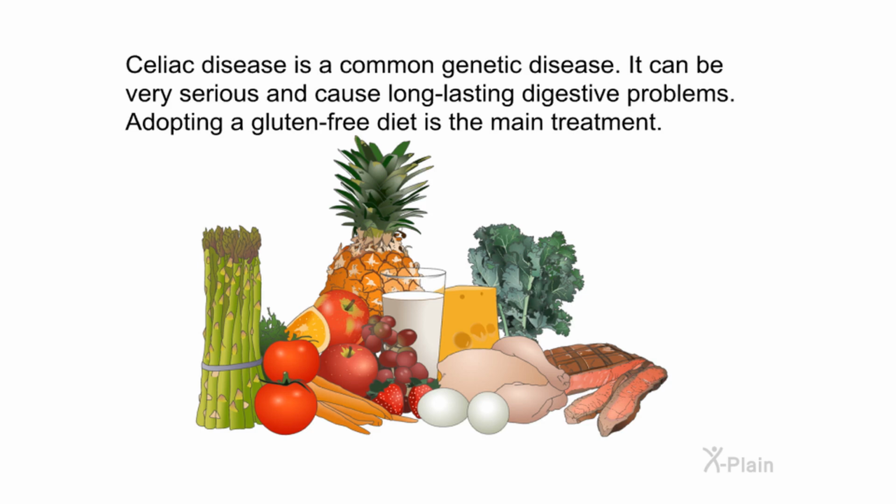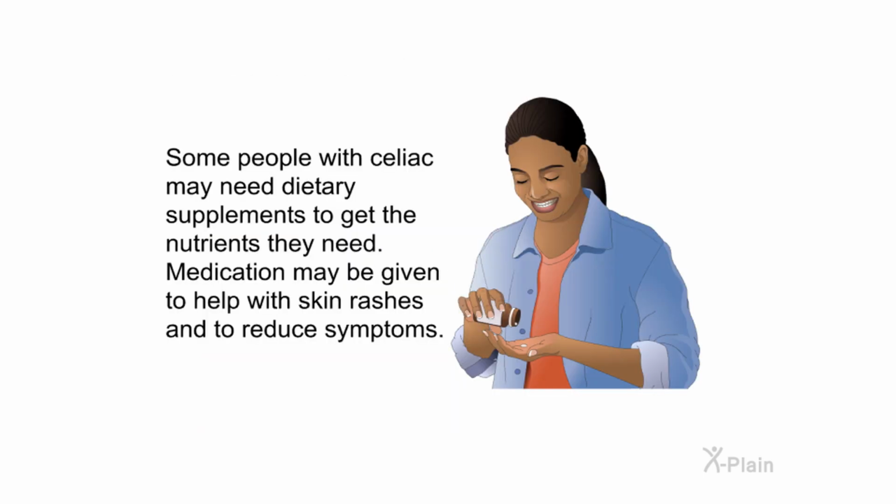Celiac disease is a common genetic disease. It can be very serious and cause long-lasting digestive problems. Adopting a gluten-free diet is the main treatment. Some people with celiac may need dietary supplements to get the nutrients they need. Medication may be given to help with skin rashes and to reduce symptoms.